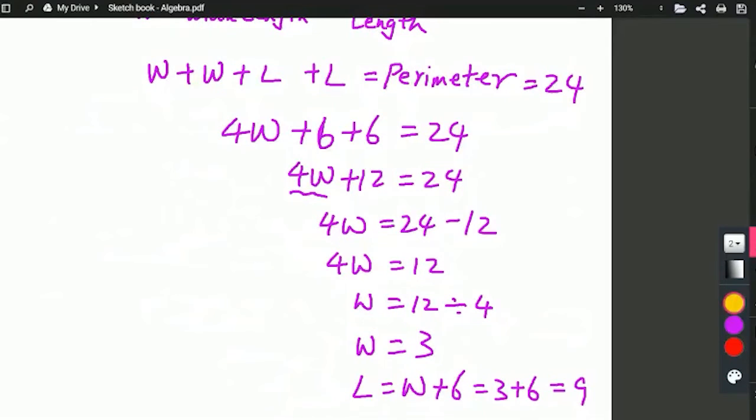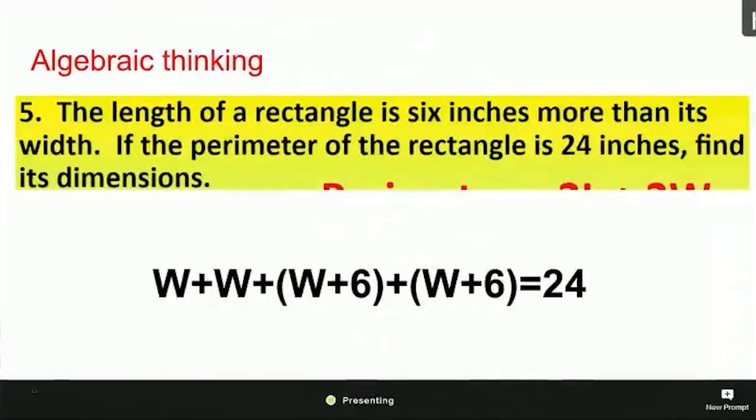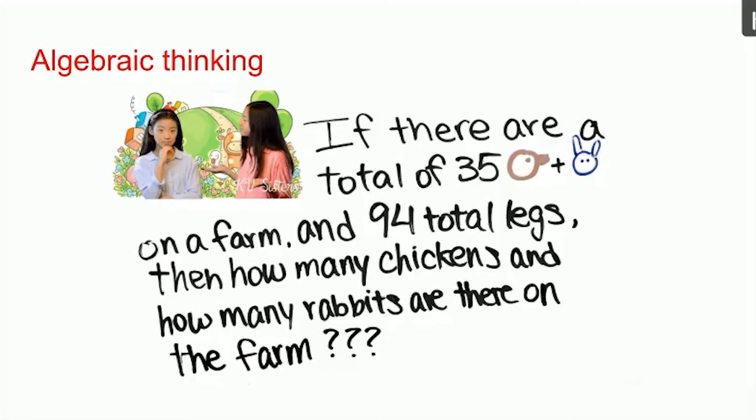So let's go to another question. The question is, there are a total of 35 chickens and rabbits on the farm, and 94 total legs. So we are counting legs. The chickens and rabbits total is 35, but their legs total is 94. Now, how many chickens and how many rabbits are there on the farm?